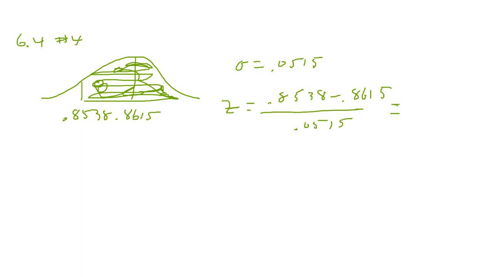So this area here is... I could do it on my computer too. I will do the same thing. The mean is 0.8615. The standard deviation is 0.0515. And I'm going to go greater than 0.8538 and compute: 0.559 essentially. So this is 0.559. Cool.